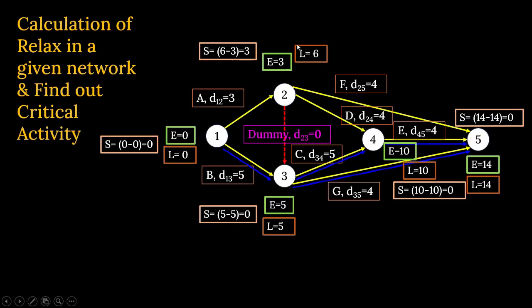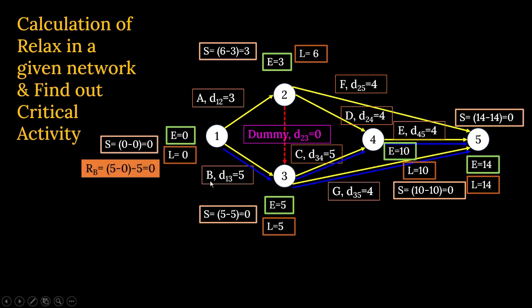So we get the network now. Earlier on this network, we have calculated the slack. Depending on the slack, we found out the critical activity. Now let us see whether calculating the relax gives the same result, whether it is good or not, that we will find out. Good means it is correct or not, we will find out by applying the foolproof method of calculating the relax.